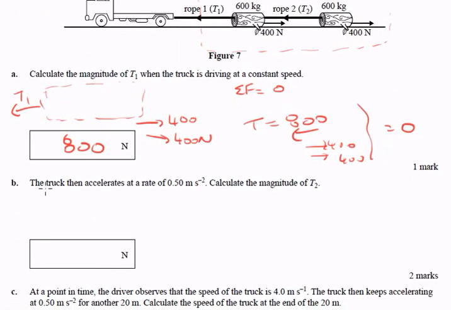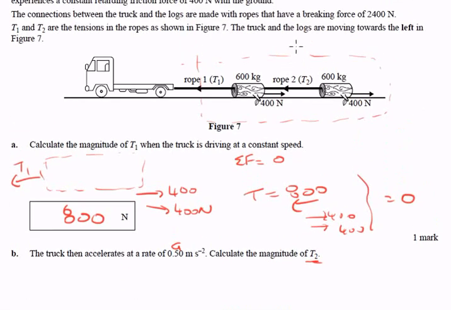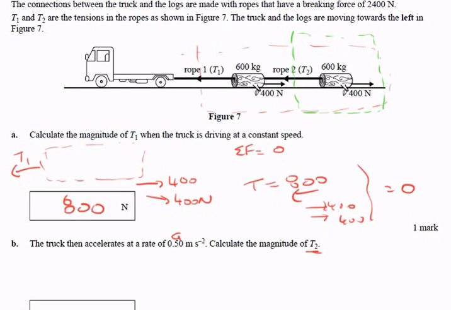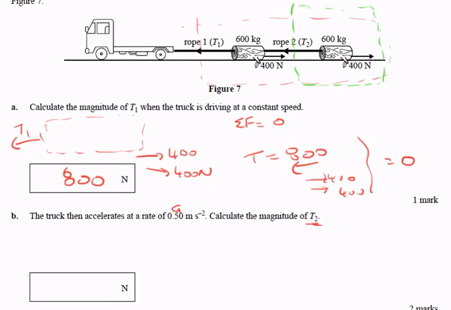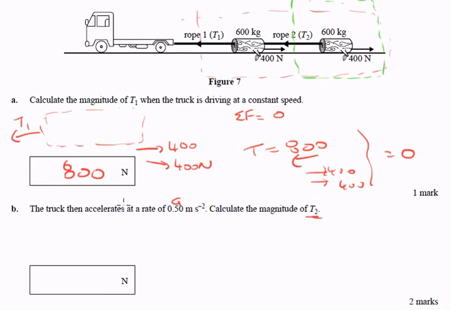The truck now accelerates at a rate of this. They've given me acceleration. Calculate T2. What I'm going to do for this one, I just want to work out T2. I'm just going to look at, let's do it in another colour, I'm just going to look at this system here now, because that has T2 in it. Now T2, if we've got this system, we've got the block, we've got T2 here, and we've got a backwards force of just 400 newtons.